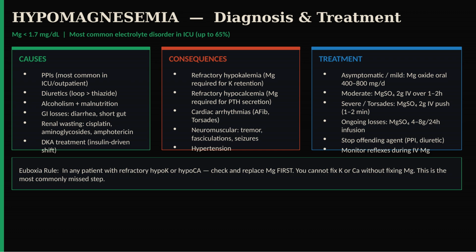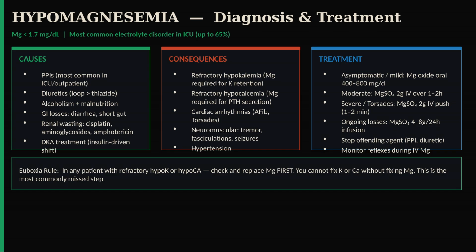Magnesium below 1.7, and it's strikingly common in the unit, present in up to 65% of critically ill patients. The causes: proton pump inhibitors, which are everywhere, diuretics, loop more than thiazide, alcoholism and malnutrition, GI losses, renal wasting from drugs like cisplatin, aminoglycosides, and amphotericin, and the insulin-driven shift during DKA treatment.